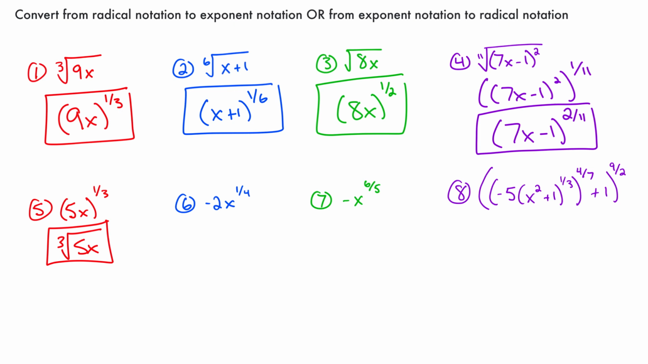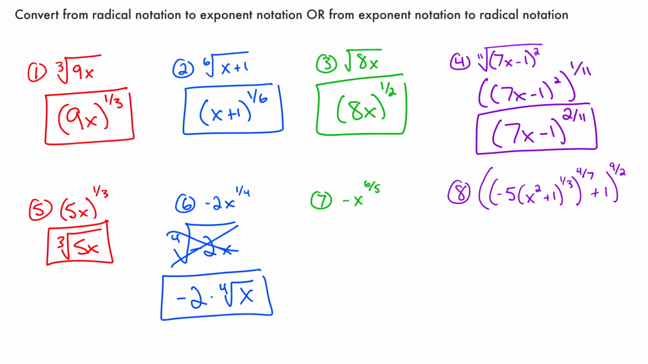I have negative 2x to the 1/4 power. Here's what the answer is not. This is what I see most commonly. This is the wrong answer. The reason that's the wrong answer is because the 1/4 power is only attached to the x. It is not attached to the negative 2. Therefore, the correct way of writing this is negative 2 times the 4th root of x. That negative 2 has no exponent. You do not do anything with it.